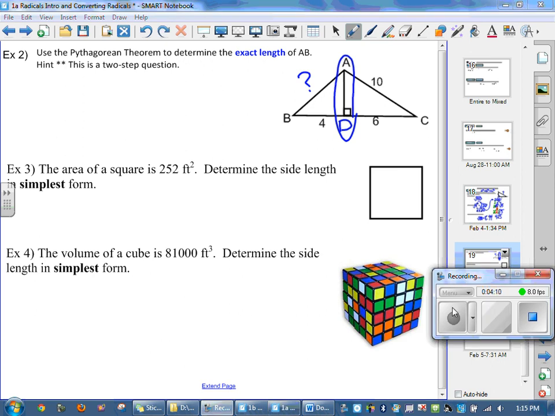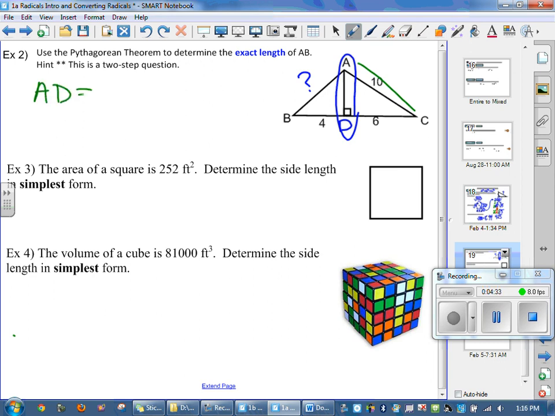Okay, so now what we're going to do is we're going to find A to D. Now we're going to use the Pythagorean theorem again. Our a squared plus b squared equals c squared. But this time, we already have the long one. We have our long side, our hypotenuse, the 10. So since we have our long side, we need to subtract from the long side. So we're going to say A to D is equal to the root of 10 squared minus 6 squared.